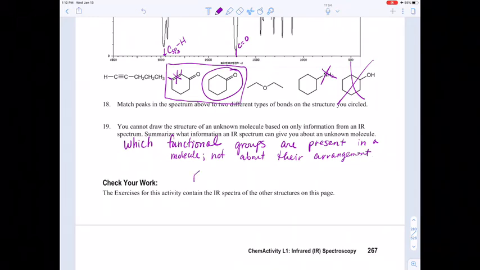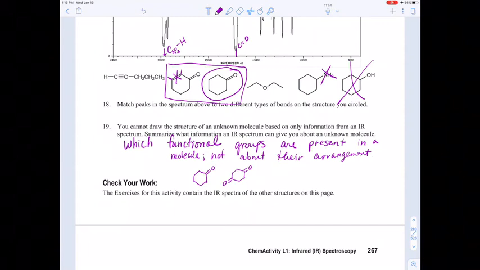So for instance, we could have this molecule. We could also have this molecule. An IR would not be able to tell us anything about the differences between those two molecules. All we know is that we have a carbonyl. We don't know anything about the quantity of carbonyls or anything like that.